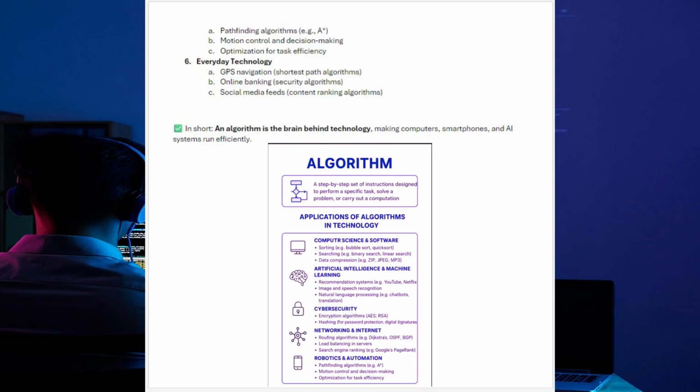6. Everyday technology. A. GPS navigation, shortest path algorithms. B. Online banking, security algorithms. C. Social media feeds, content ranking algorithms. In short, an algorithm is the brain behind technology, making computers, smartphones, and AI systems run efficiently.